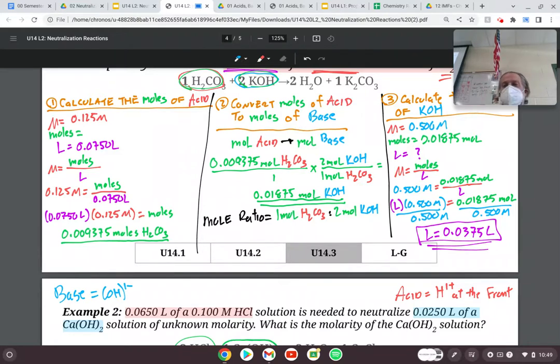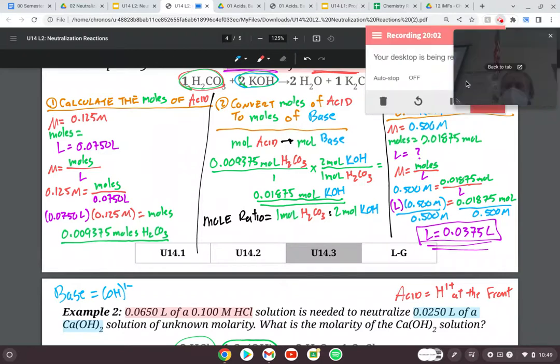So this is absolutely going to be a you-try situation. So I'm going to give you some time to work on that right now, and then we'll come back and regroup. So go ahead and calculate, in this case, the molarity of the base.